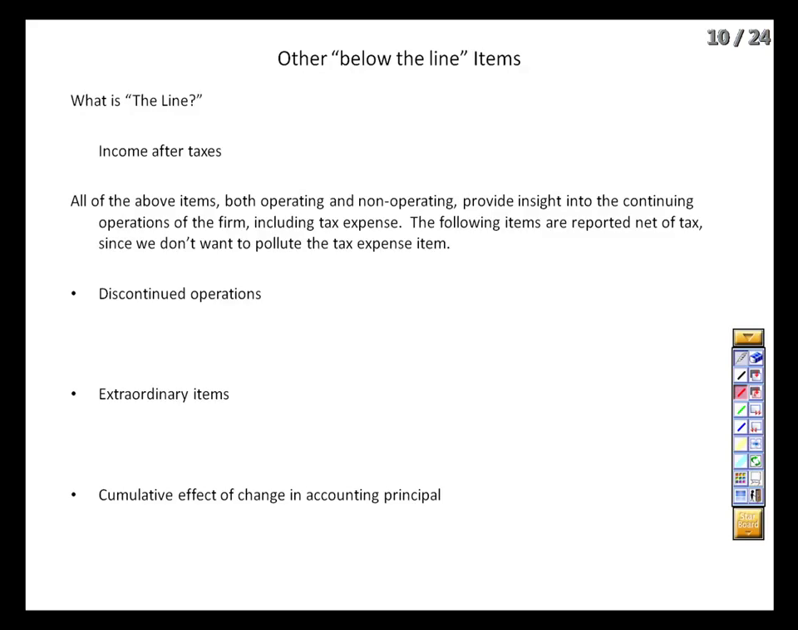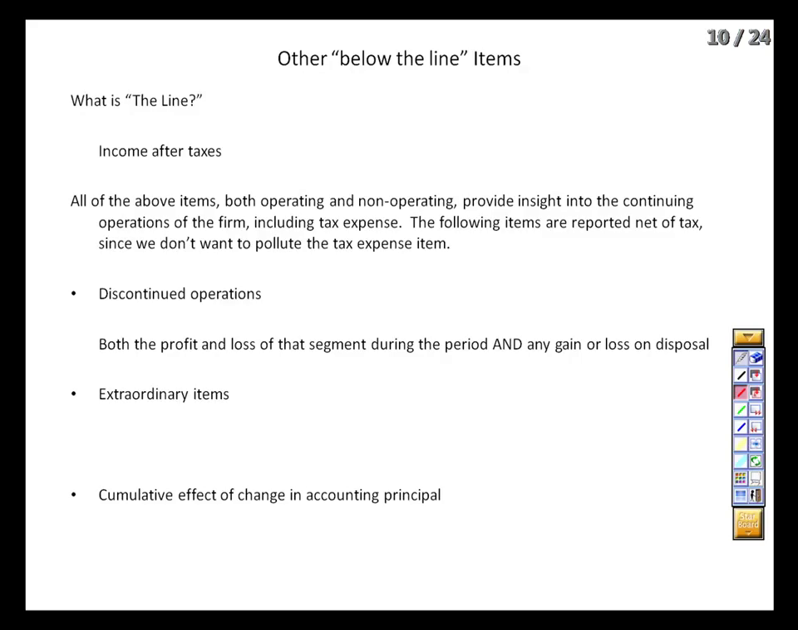Discontinued operations. Daveco owned a subsidiary named Bobco, and it turned out to be a pig, lost all sorts of money, so he sold it off to someone else and maybe even took a loss on the sale. This line item will include both the operating results of that subsidiary, that really is income or loss for the period, and the gain or loss we recognized on the disposal. Bobco's performance tells us nothing about Daveco's performance next year, so we've pulled it out as a separate item.